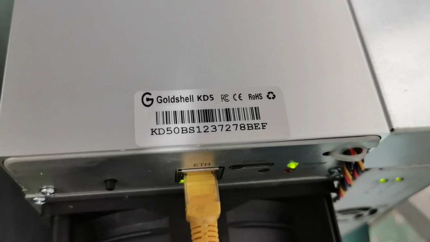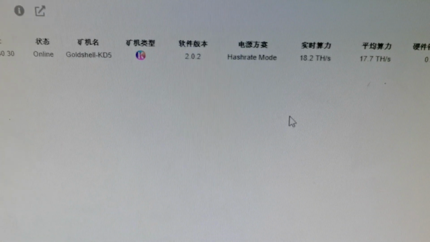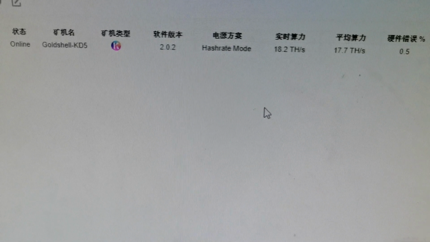I will teach you how to mine Kadena using the Goldshell KD5 ASIC miner. As of this video, the only coin that can be mined with the Goldshell KD5 miner is Kadena, KDA. It is, as of shooting this video, the top of the line Kadena mining ASIC miner.